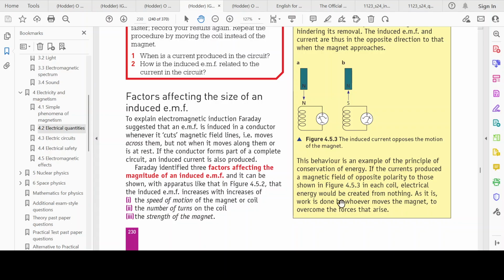Because work is done by whoever moves the magnet to overcome the forces that arise. So when I'm moving this through and there's a repulsion, I need to push it through. And so the work I'm doing on the magnet to overcome the repulsion and push it through the coil is being converted into electrical energy. Similarly, when I'm pulling it out and it's being attracted, I need to overcome that attraction and pull it out. So I'm doing work to remove the magnet, and that work is being converted into electrical energy. So that's how the conservation of energy works in this case.